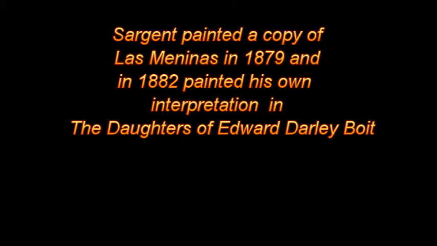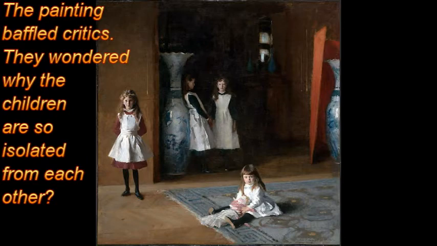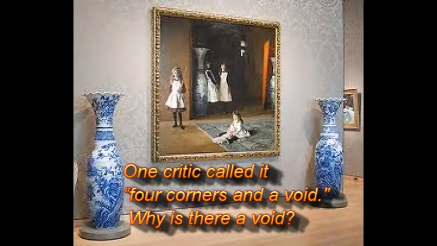Sargent painted a copy of Las Meninas in 1879, and in 1882 painted his own interpretation in The Daughters of Edward Darley Boit. The Daughters of Edward Darley Boit, on display at the Boston Museum of Fine Arts. The painting baffled critics. They wondered why the children are so isolated from each other. One critic called it four corners and a void. Why is there a void?